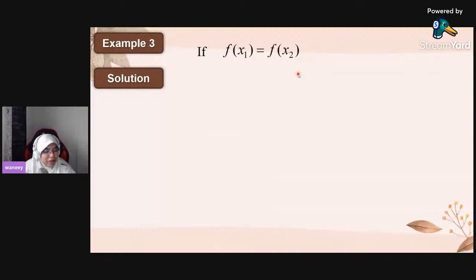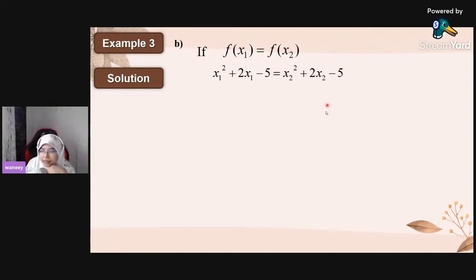Okay, the second one, if f(x1) equals f(x2), we have a quadratic function, right? I forgot to copy down the function. Okay, never mind. So we have x squared plus 2x minus 5. So you replace them with x1 on the left hand side, x2 on the right hand side.